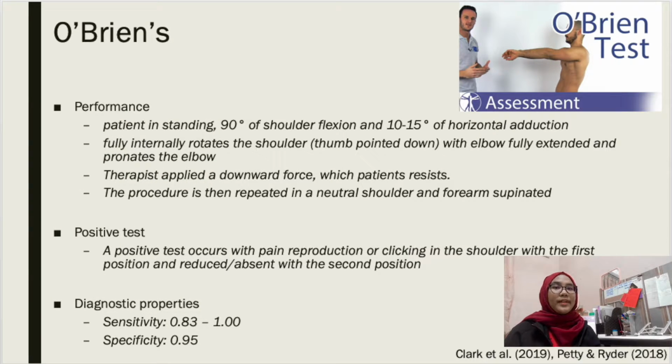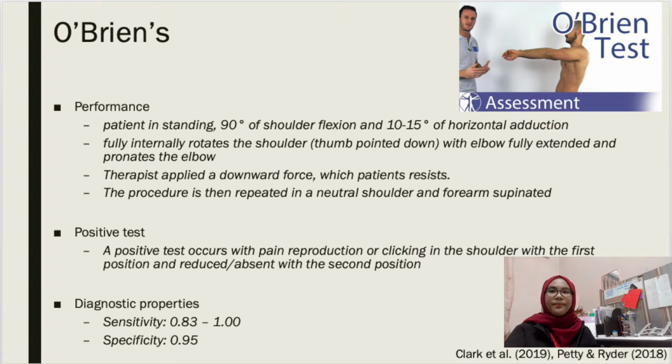Next is the O'Brien test. For the performance, patients need to either stand or sit with the shoulder flexed 90 degrees forward and horizontally adducted about 10 to 15 degrees with the thumb pointed downward. Then the therapist gives a downward force, which the patient needs to resist. The procedure is repeated with the thumb pointed upward.